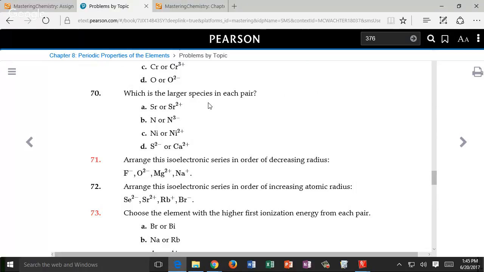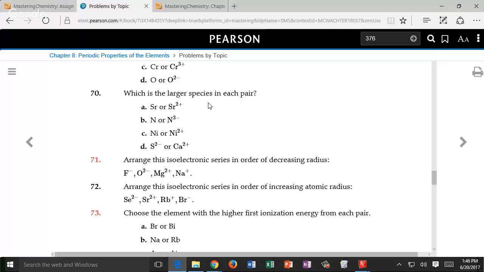Sulfide or calcium 2+? Which one's bigger? What do you think? Sulfide, calcium 2+? Ready? We can hear you. They're the same? Why are they the same? They both make the argon configuration, so they both have noble gas configuration, but they're not the same size.